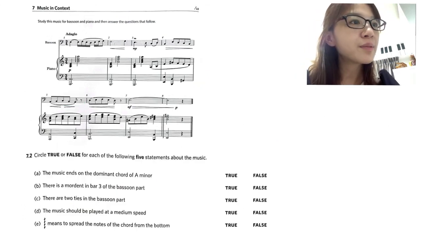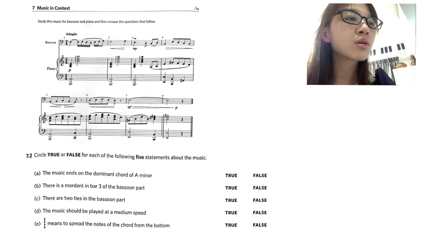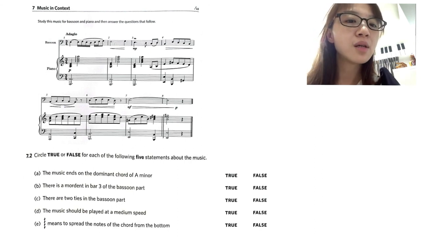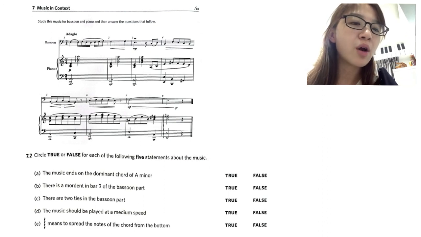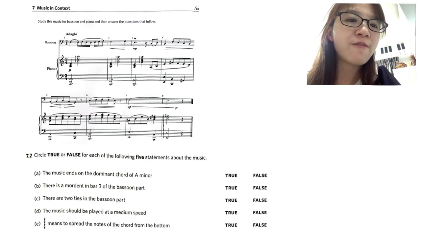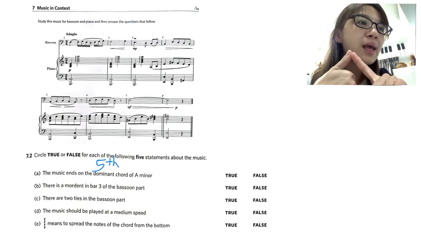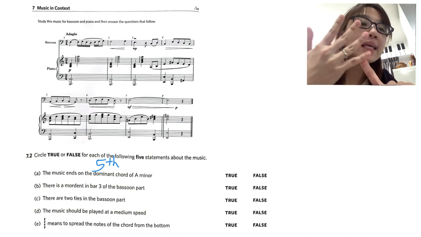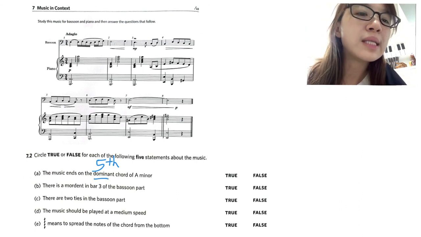For question 7.2, it tests your general knowledge according to this music context. They say the music ends on the dominant chord of A minor. First, you need to know what the dominant is. Dominant is the fifth chord. What is the fifth chord of A? Just go A, B, C, D, E. It's the E.